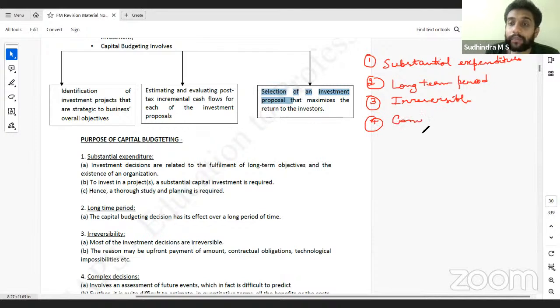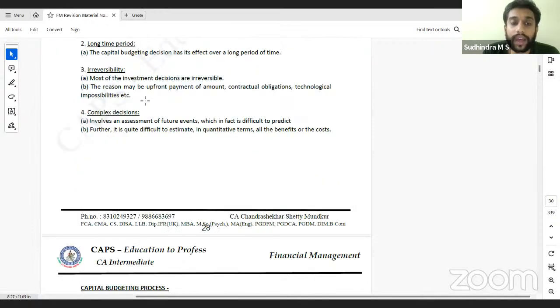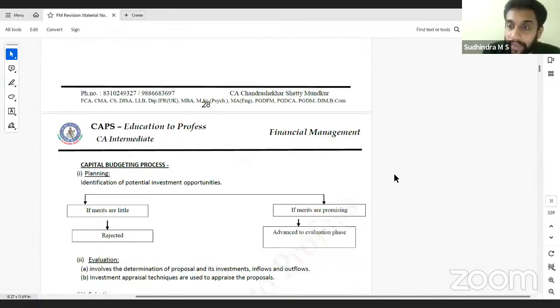And complexity in the decisions, because of these four reasons. So why capital budgeting? Substantial expenditure is involved, long time period, irreversible decisions, and the decision making is complex. These are the four reasons or four purposes why we have capital budgeting.